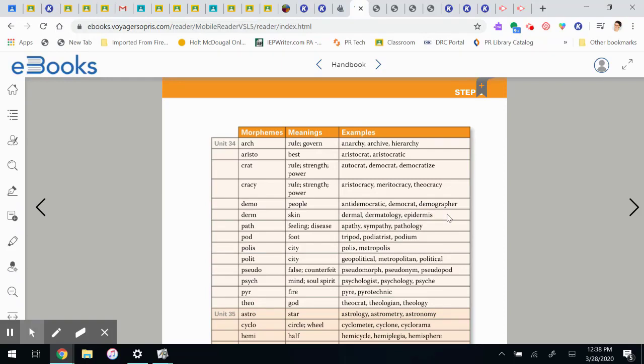Derm means skin, so dermal, dermatology, epidermis. And we have pod, which means foot, as in tripod, podiatrist, or podium. Polis is a city. We have a metropolis. Polit is also a city, like geopolitical, metropolitan, or political. We have pseudo, which is false or counterfeit, like pseudomorph or pseudonym. Psych means mind, soul, or spirit, like a psychologist, psychology, or psyche. And we have theo, which is God: theocrat, theologian, or theology.